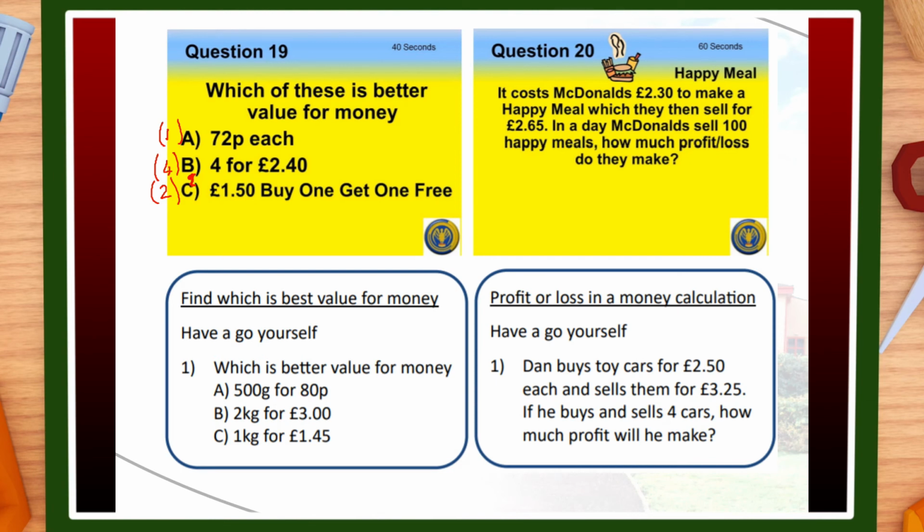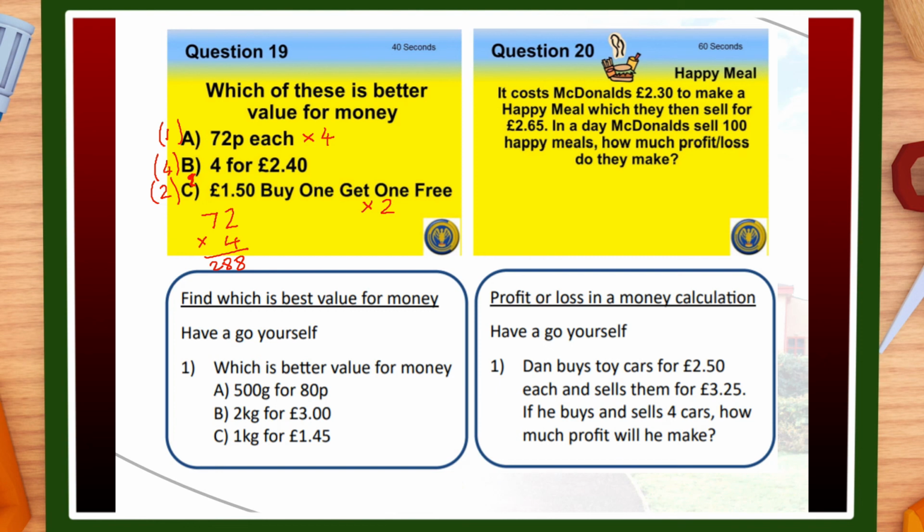But in order to know which is the best value for money, I need to compare quantities that are the same. But in each shop here, I've got a different quantity. Now, I always look possibly at the biggest amount, 4, and see whether I could buy 4 in the other shops. Would that be easy enough sums to do? And in this case, I could. If they're 72p each, if I times that by 4, I'd know what 4 cost in shop A. And if £1.50 buys me 2, if I double that, or times by 2, that'll tell me what 4 costs in shop C.